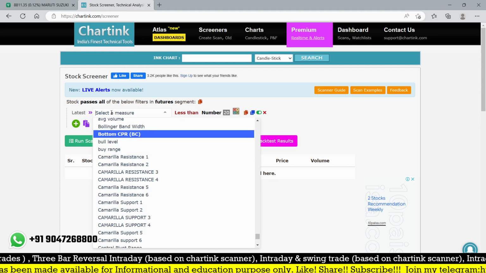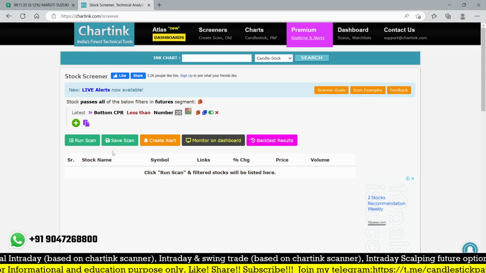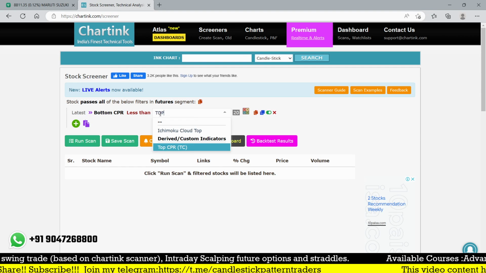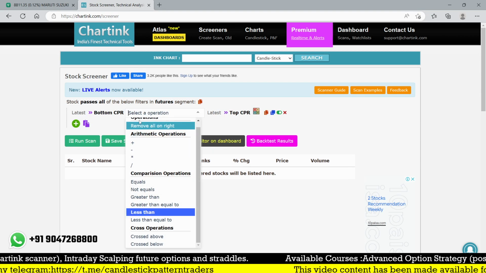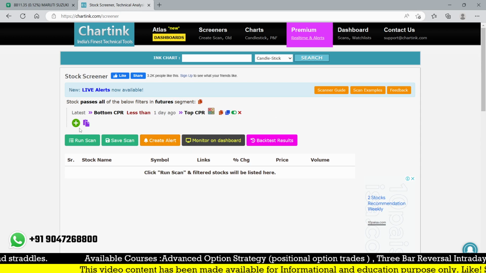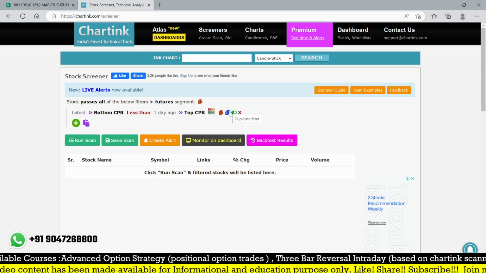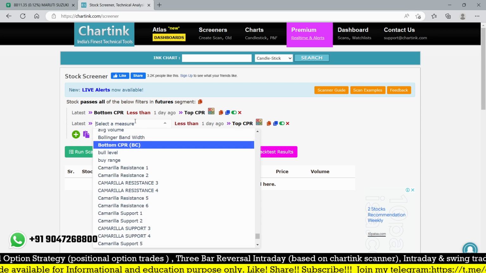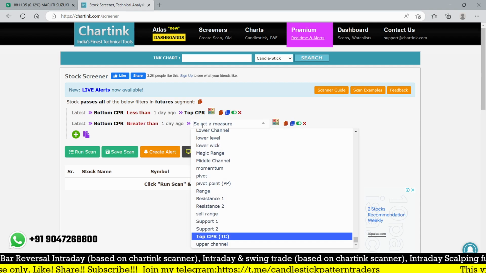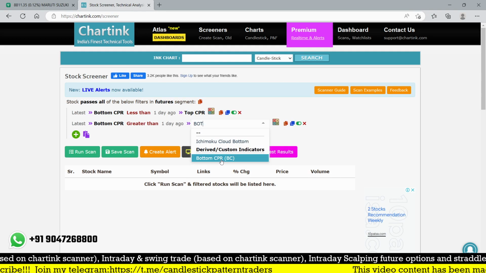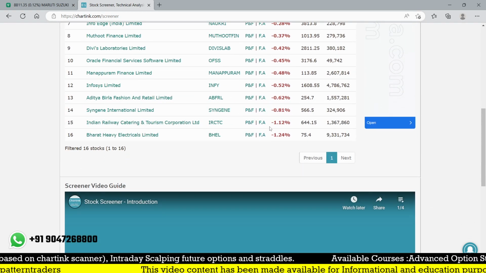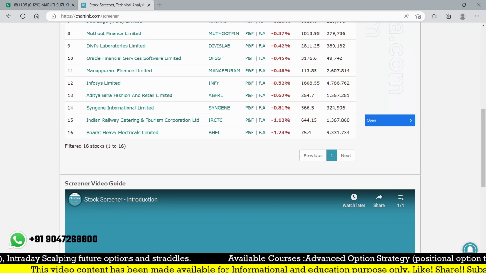It should be a top CPR. Top CPR must be less than top CPR of 1 day ago, simple one. And another condition here: bottom CPR must be greater than 1 day ago bottom CPR. And I'm going to scan this. How many stocks did we get? Almost 16 stocks today.